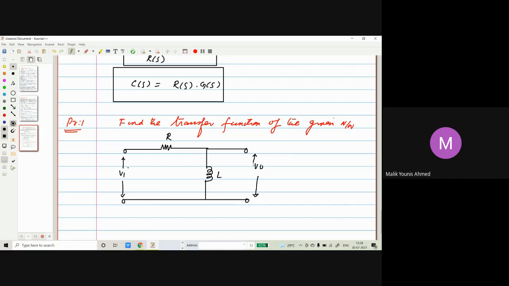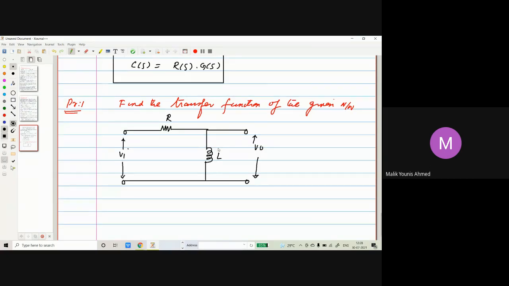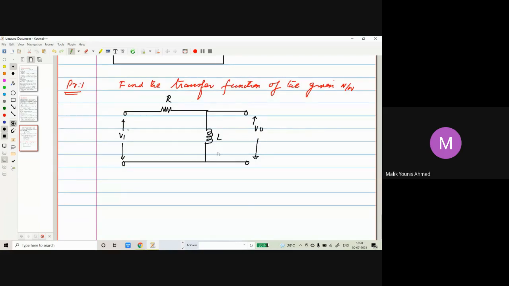So we need to find the transfer function. What is the definition of the transfer function? Definition is to find the ratio of the Laplace transform of response, that is output, divided by Laplace transform of input. So you have to remember that. For that, we are going to apply the KVL to loop number 1 and loop number 2. Let us say this is 1 and this is 2. You can use any method. I am using the KVL method.